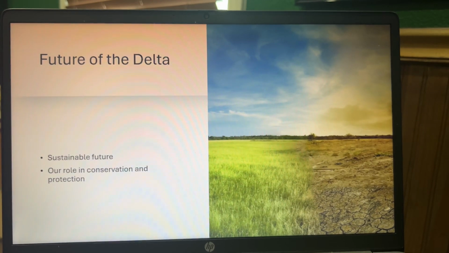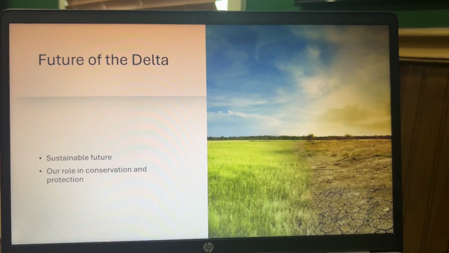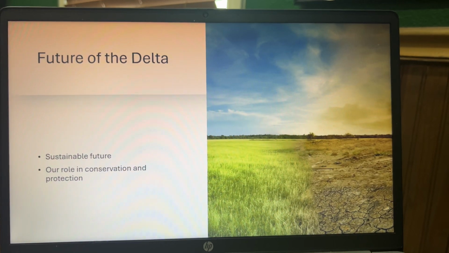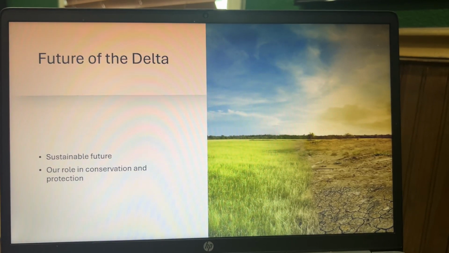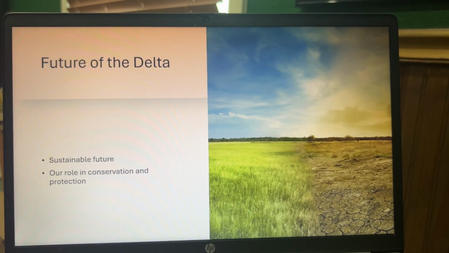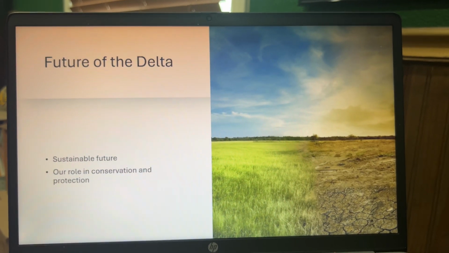Our role in conservation and protection is to become involved and be a voice in support of efforts to preserve the delta. Attending meetings of the groups to protect the delta, contacting our legislators, and even considering being part of the boards and commissions to advocate for the health of the delta are all good ways to be involved.